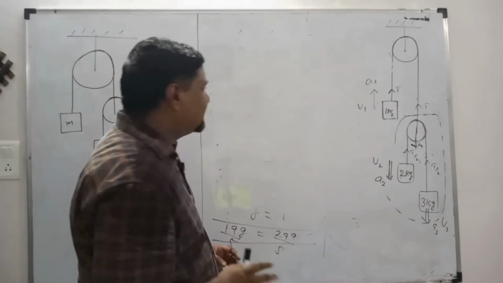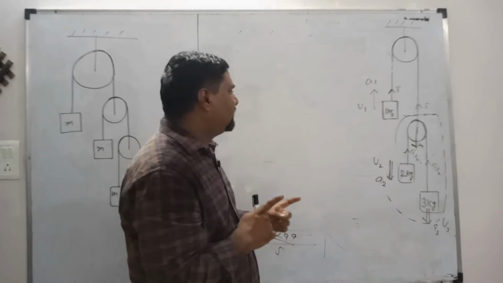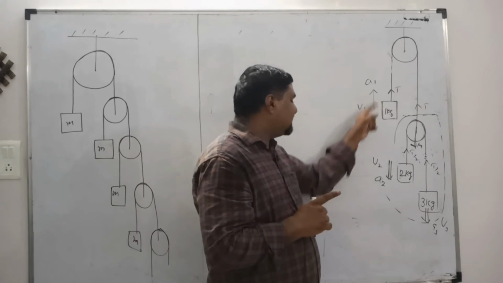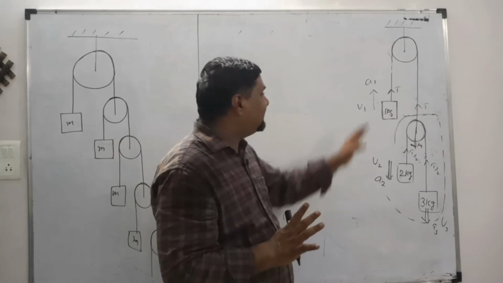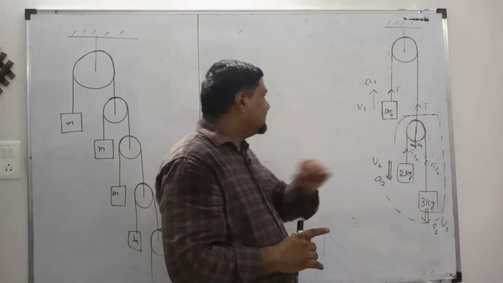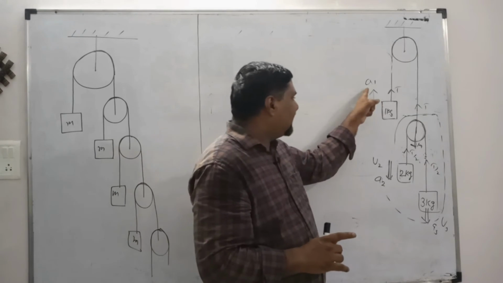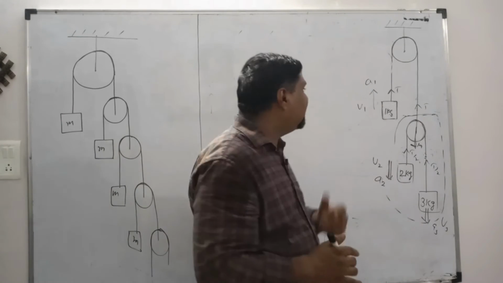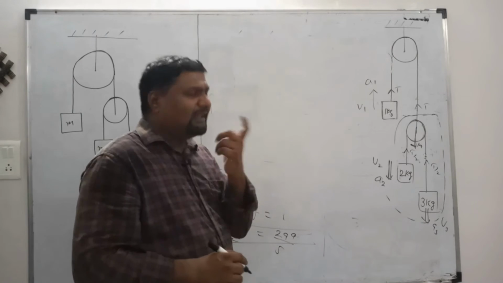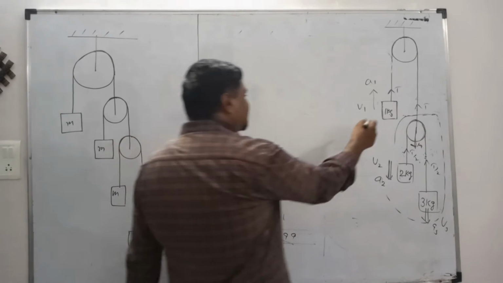To proceed with this problem, I should know the relation between accelerations. All the blocks will not move with the same acceleration with respect to the ground. So first of all, I need to find the relationship between the accelerations. So how will be the relationship? For that, we have a little tricky method to find the acceleration of all these blocks.